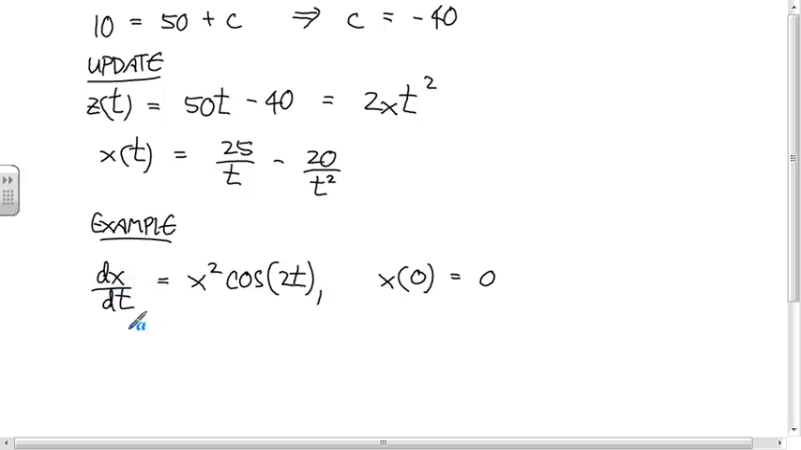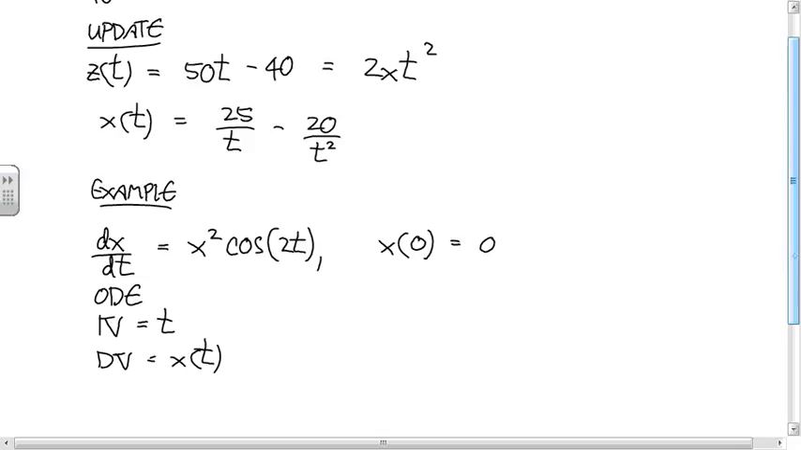Okay, so it is an ODE. The independent variable, like almost every problem that we do, is t. The dependent variable is x of t. And how many boundary conditions do we need? One. And we have it. So check.